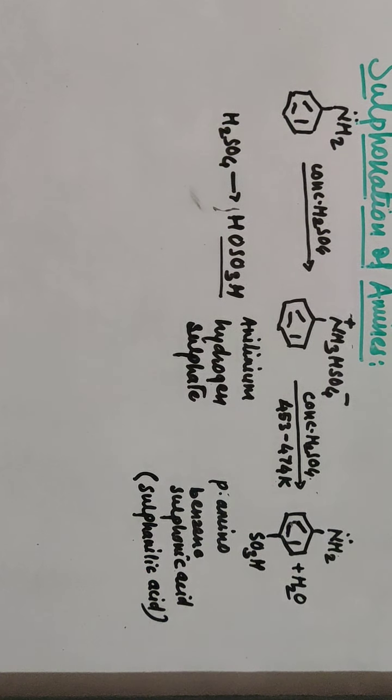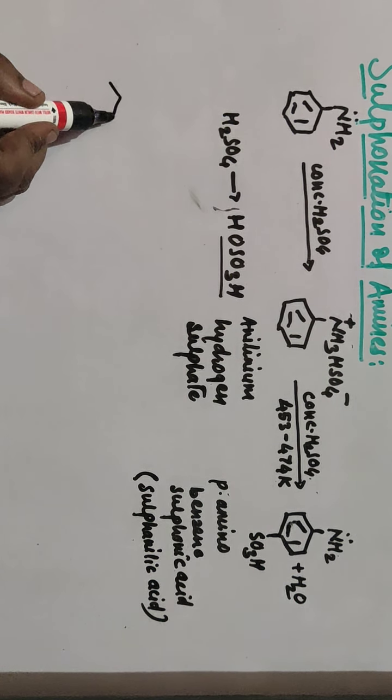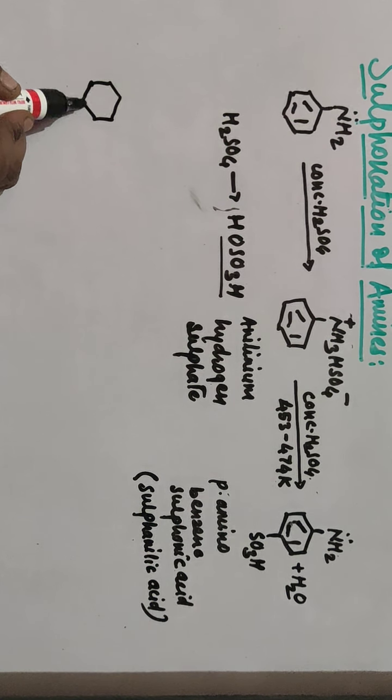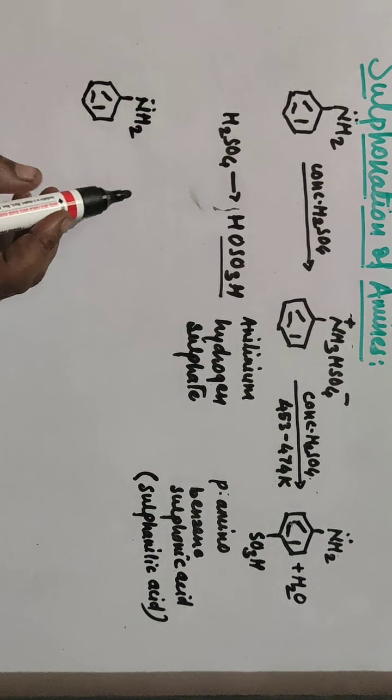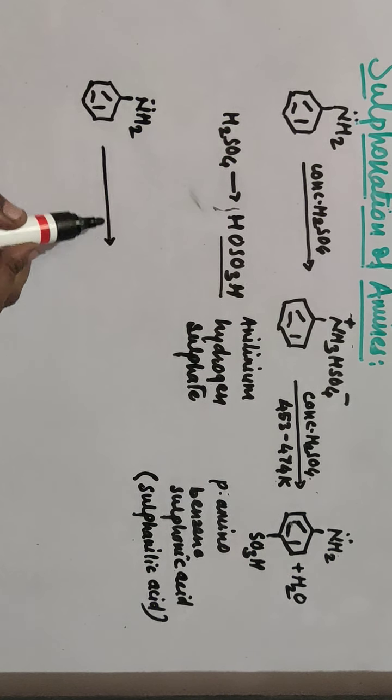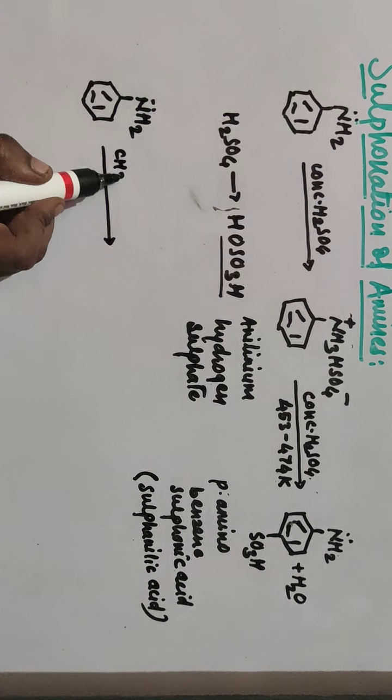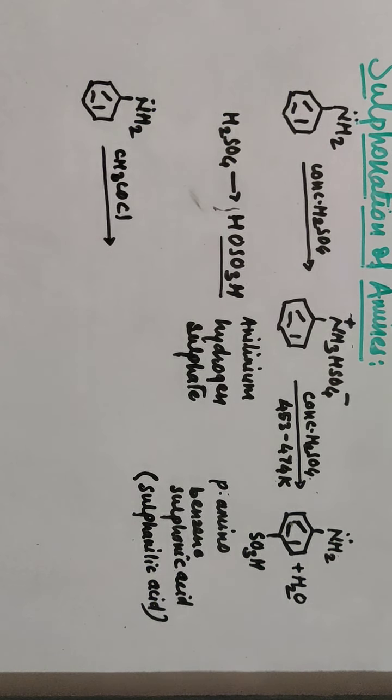Also one more possibility is that the NH2 group is protected by acetylation, so that there is a formation of acetanilide, and this acetanilide is treated with concentrated H2SO4 to form a para compound. We'll take that reaction also, that is NH2 aniline, C6H5NH2. This is treated with CH3COCl, acetylation reaction in presence of pyridine.